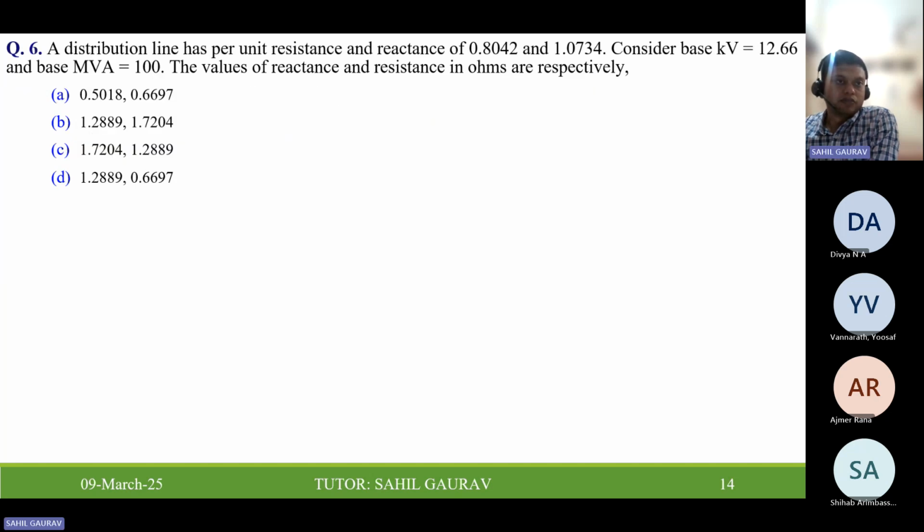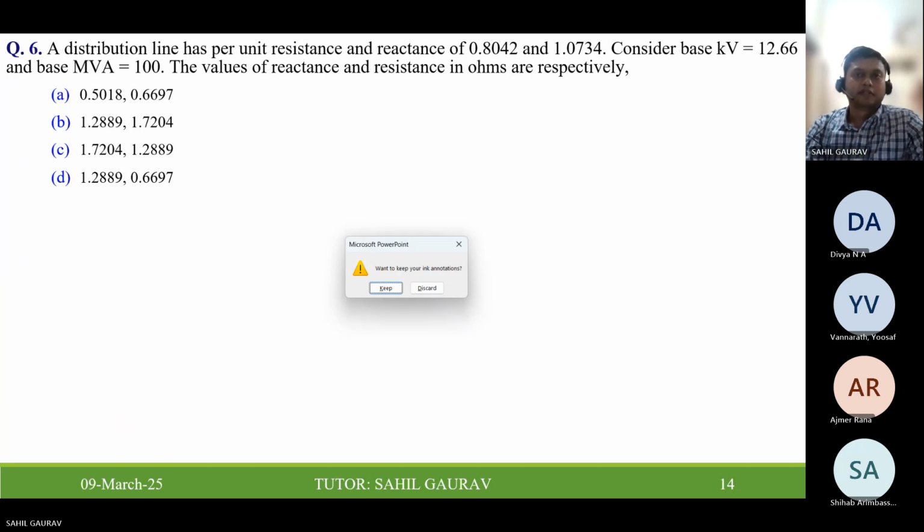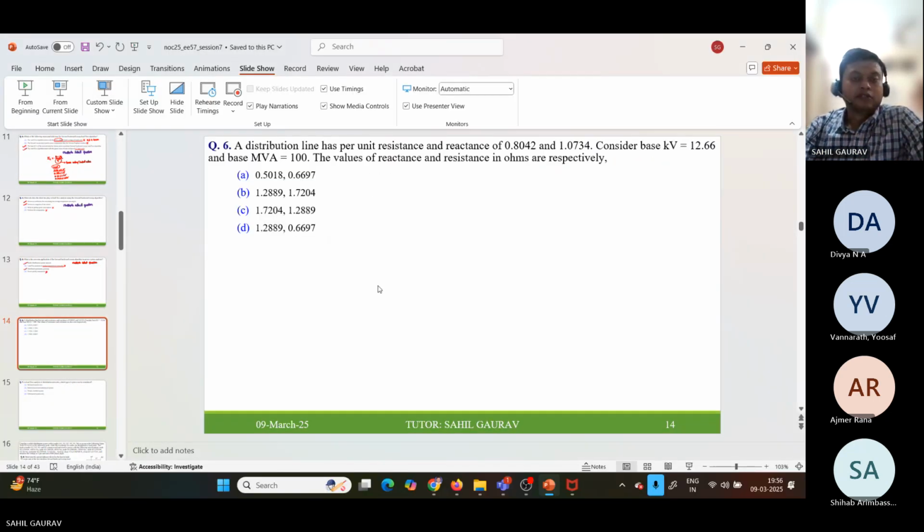Let us move to the next problem. So here a distribution line has per unit resistance and reactance of 0.8042 and 1.0734. Consider base kV as 12.66 and base MVA as 100. The values of reactance and resistance in ohms are, respectively.